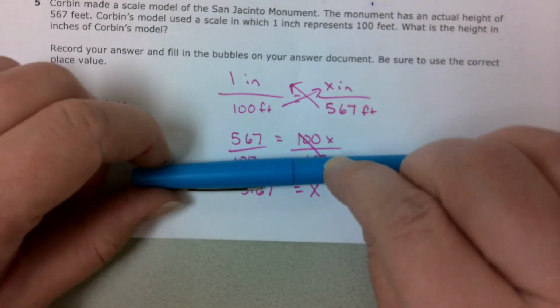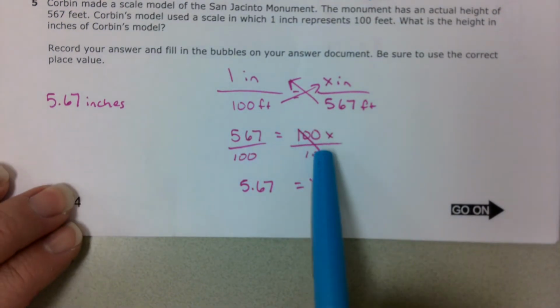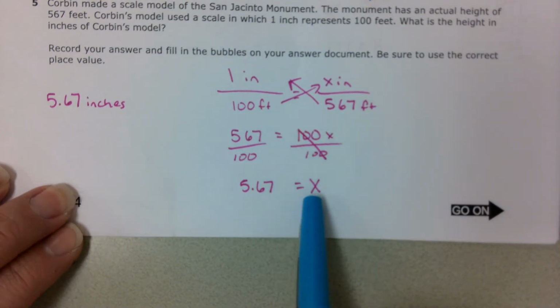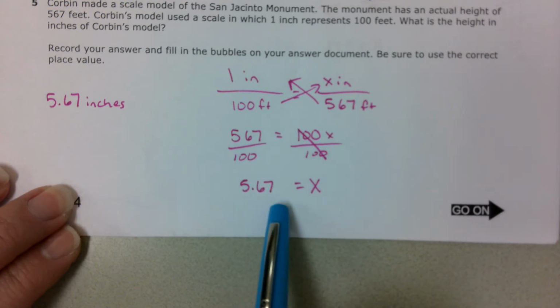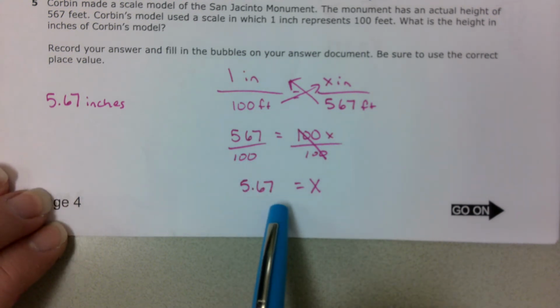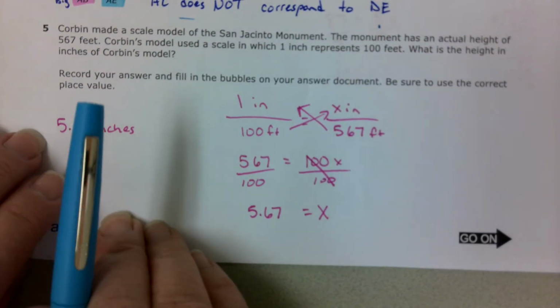Then I needed to isolate my variable to solve for x, which meant I had to divide by 100. 100 divided by 100 is 1. I bring down my x. 567 divided by 100 is 5.67. So the height in inches of Corbin's model is 5.67 inches.